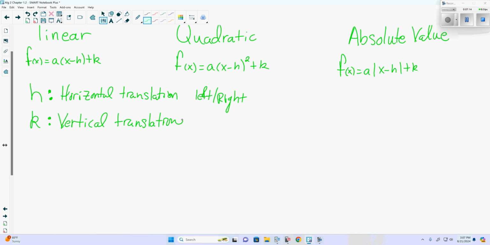Translation. Up, down, up, down. So horizontal translation is our h. If the value of h is positive, it moves to the right. If the value of h is negative, it moves to the left. Vertical translation: if k is positive, it goes up. If k is negative, it goes down.